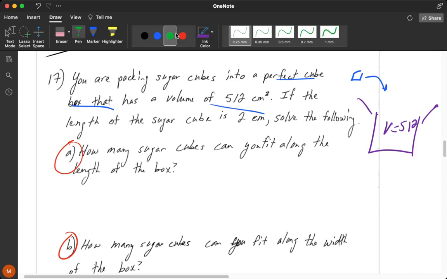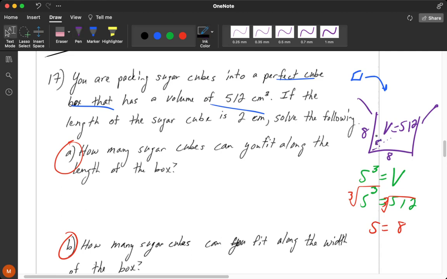So to find what the side length of the box is, we know that the volume is equal to side cubed. So that means that side cubed is equal to 512. Well, when I take the cube root of each side, our side is equal to 8. That's the side of the box. So each dimension of the box, the length, width and depth, is 8 centimeters, not the sugar cube. So it then says, if the length of the sugar cube is 2 centimeters, solve the following.